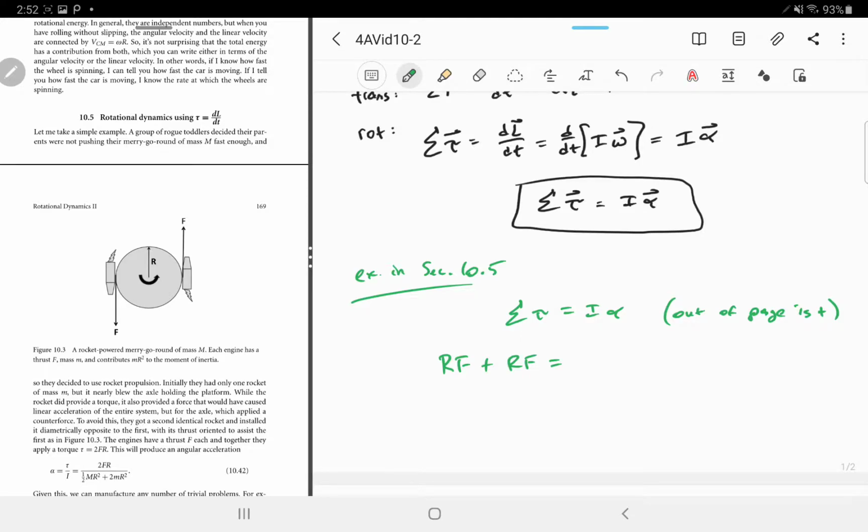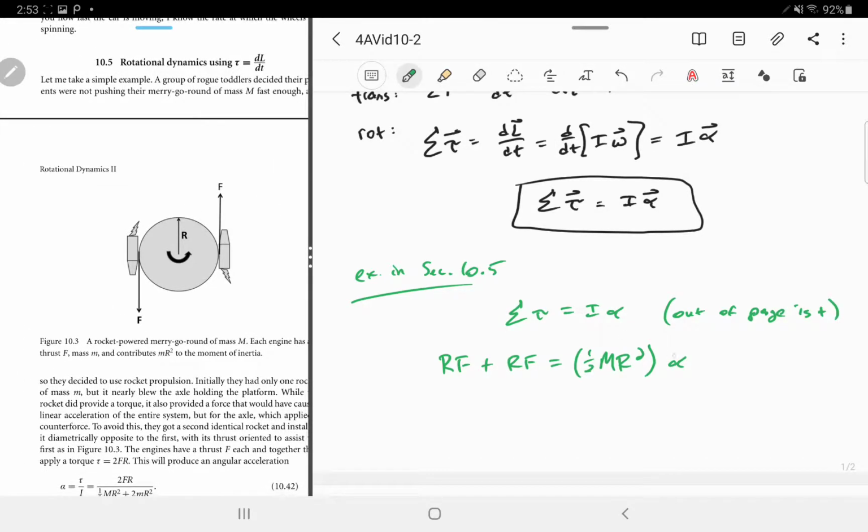And the merry-go-round is best approximated with a solid disk. It's not a hollow disk. It's not a sphere or anything. It's a disk. It's a cylinder. So I is going to be 1/2 the mass of the merry-go-round, r squared, times alpha. So I'm forgetting something, aren't I? Yes.